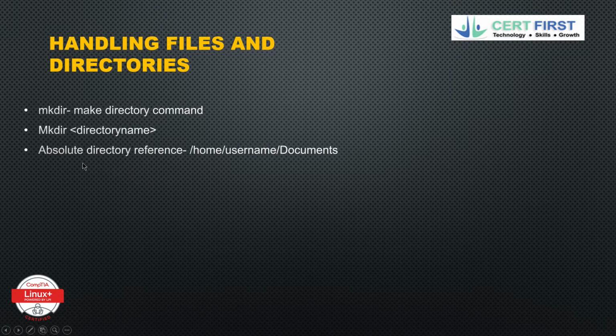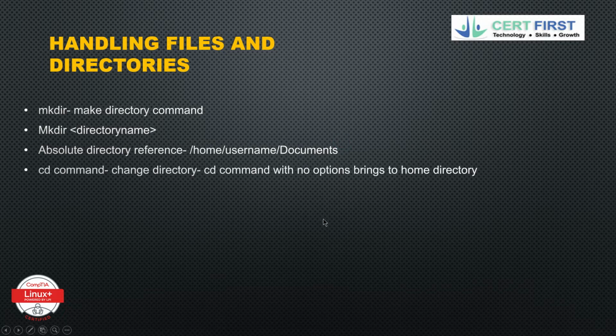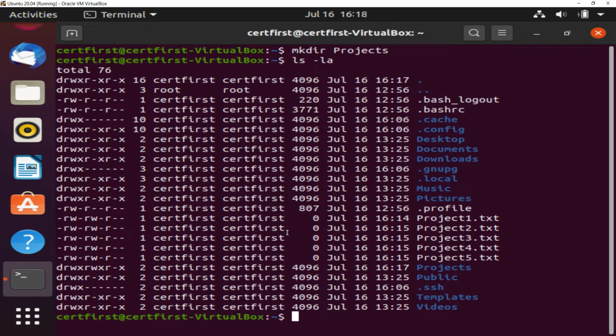And so there's something called absolute directory reference. If you want to find a folder or file in a directory, you have to give it the path. So for example, home/username/documents. Now if you want to change directory, if you just type in cd with no options, that will bring you to the home directory.